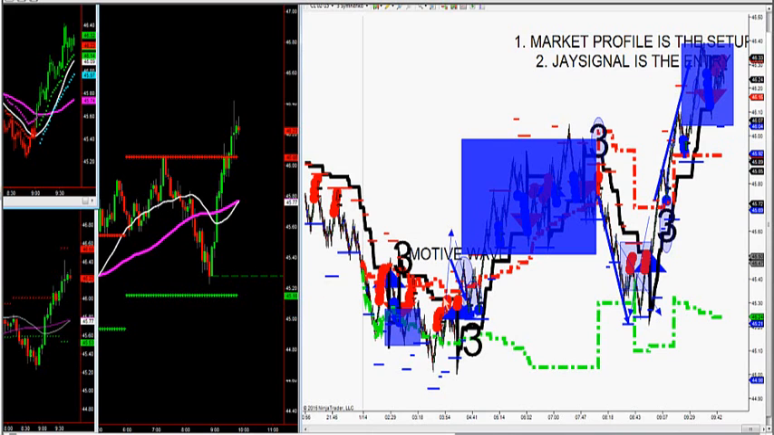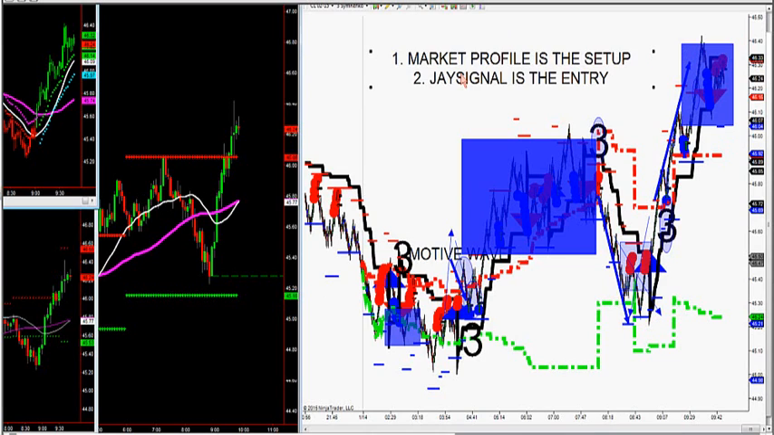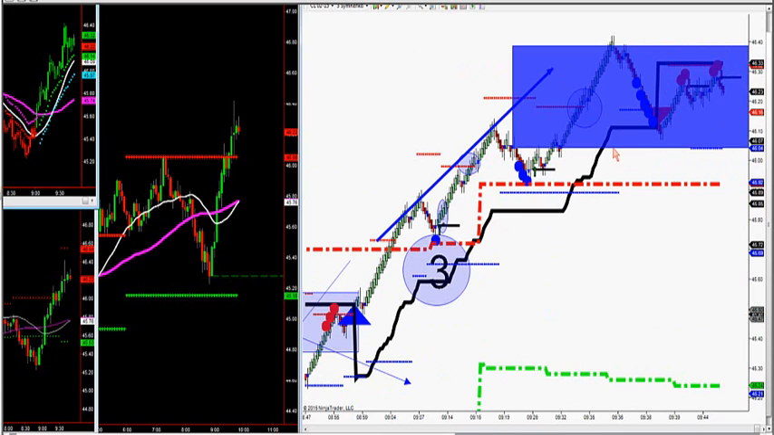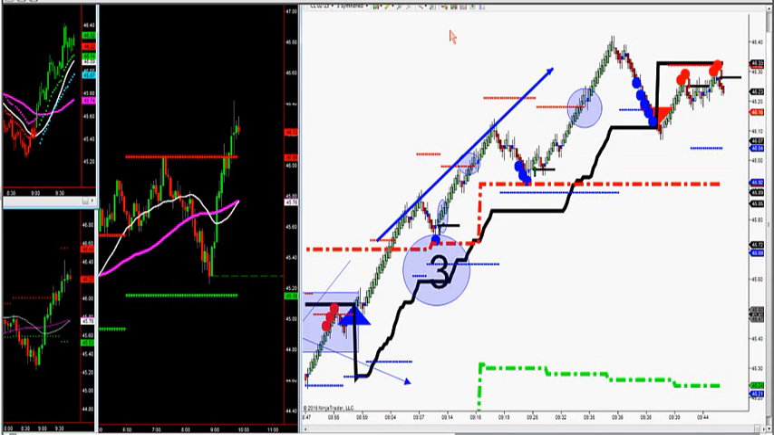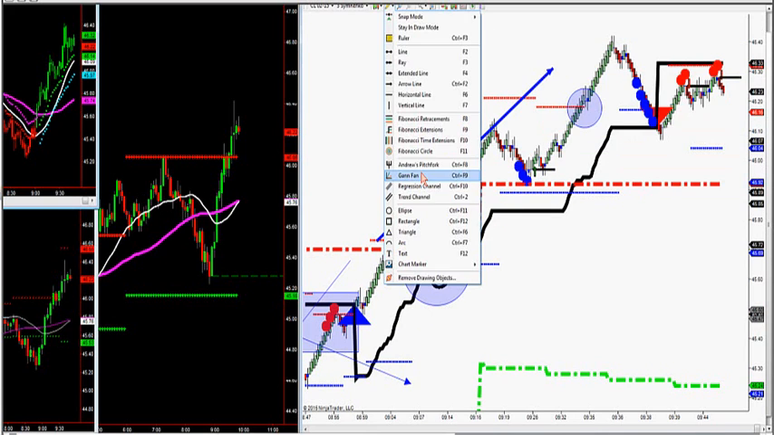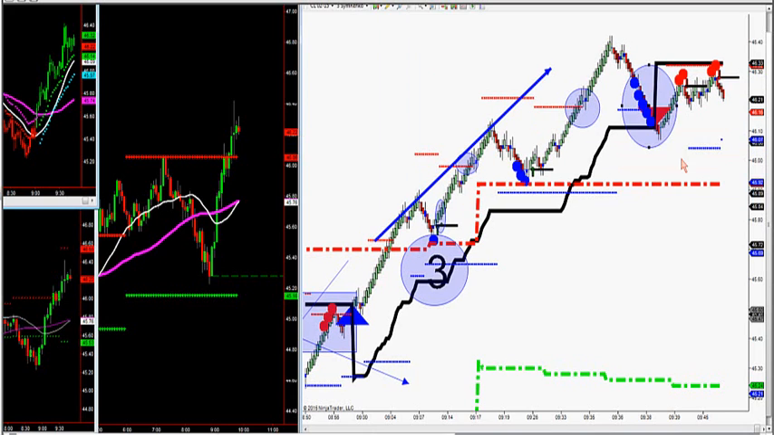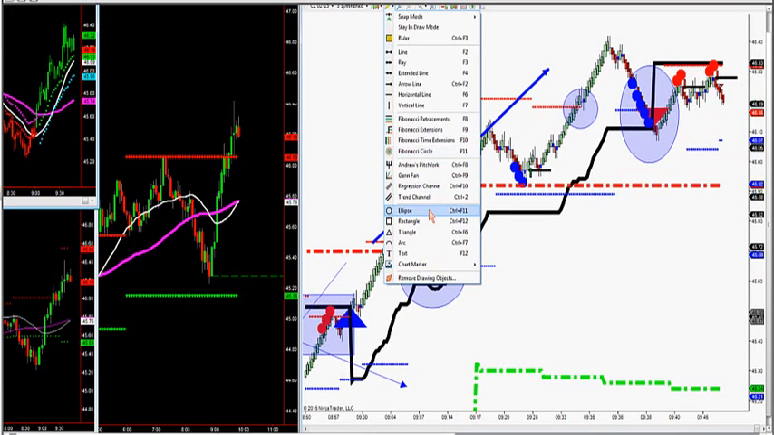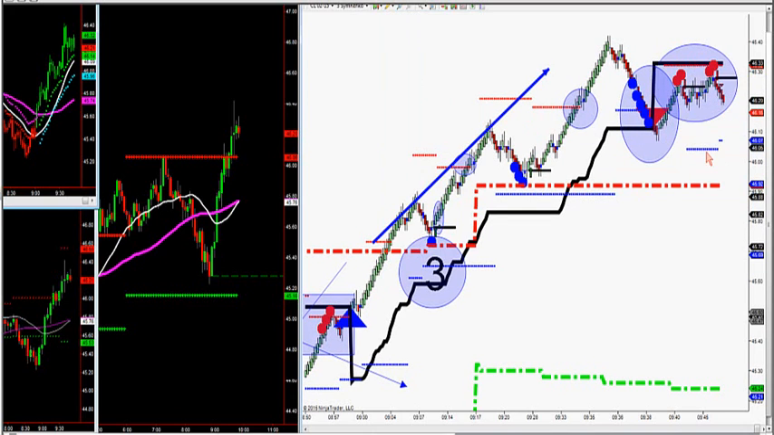You've got to get the exact inflection point. The exact inflection point will be off these market profile levels in a retracement with J signal entry. You cannot forget that. Just like right now, you cannot trade these signals. If this would have given me a buy signal, this is not a long. You can't trade this sell signal because the market's too strong. You can only trade this number 3.